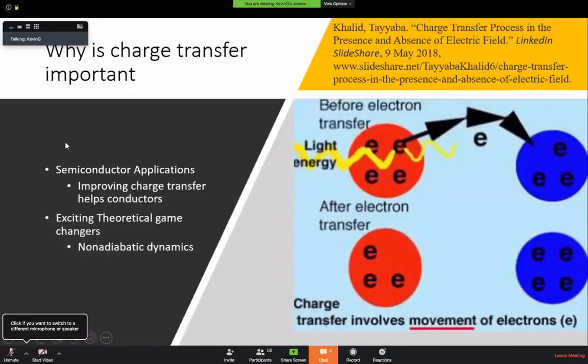Now, why is charge transfer important? One reason is that it has a lot of uses in the semiconductor industry. Semiconductors are used in everyday things from cars to microwaves to everything else. So improving the charge transfer and the charge transfer rates within those semiconductor devices will definitely improve their efficiency. And furthermore, charge transfer helps us to study non-adiabatic dynamics. Let me explain what regular adiabatic dynamics is.